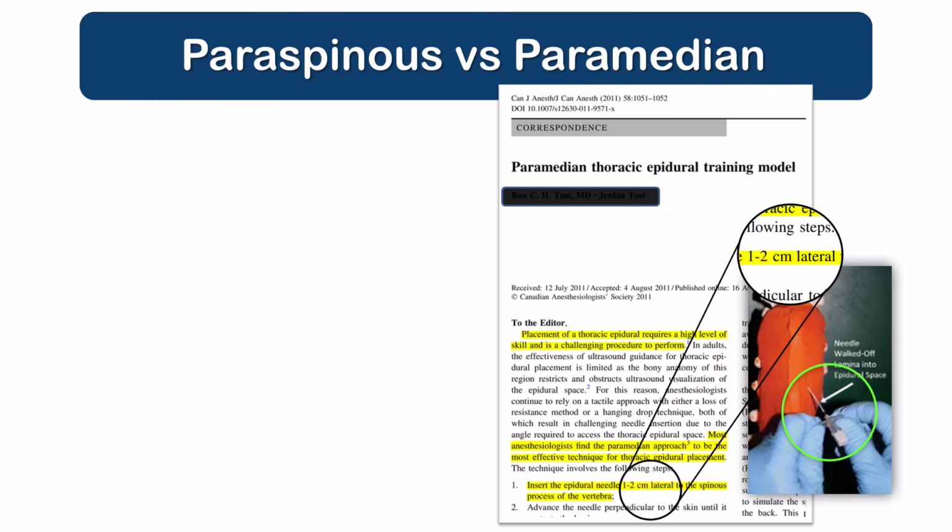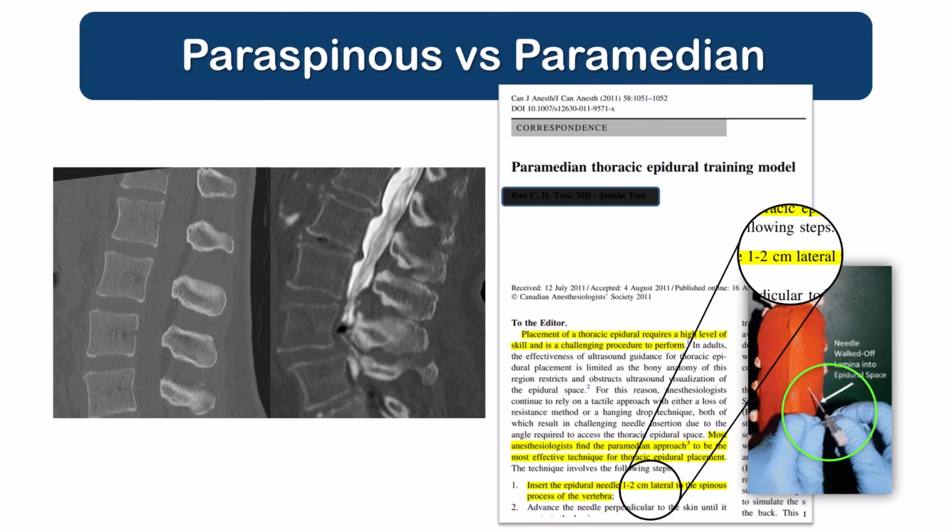So logically speaking, it doesn't make a lot of sense, at least to me, because all we're trying to do with a paramedian approach is to avoid having to traverse the interspinous space and the midline interlaminar space, which can be narrowed by either inadequate positioning or degenerative disease.